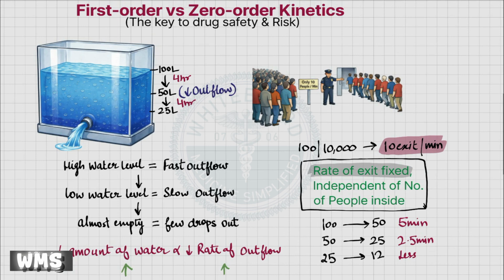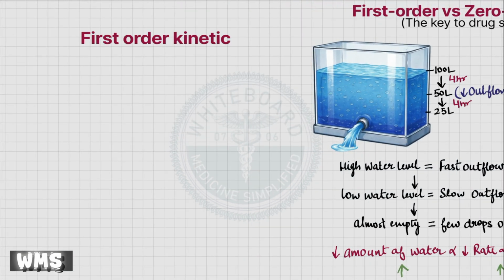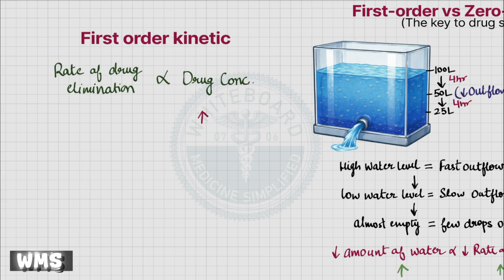So, the water tank example represents first order kinetics, where the body removes the same fraction or percentage of the drug over time. More the drug, the faster it is eliminated. As the drug amount falls, the rate of elimination also slows down proportionally.